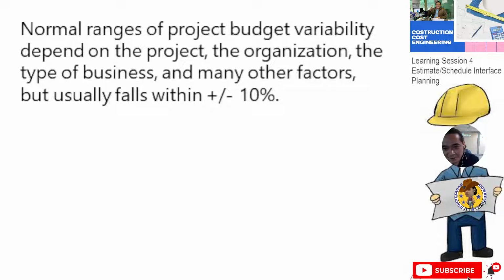Normally, the range of project budget variability depends on the project, the organization, the type of business, and many other factors, but usually falls within plus or minus 10%. This is the tolerance of the project. Because a project is not accurate in terms of estimate and schedule, you have to have an allowable tolerance of around plus or minus 10%.